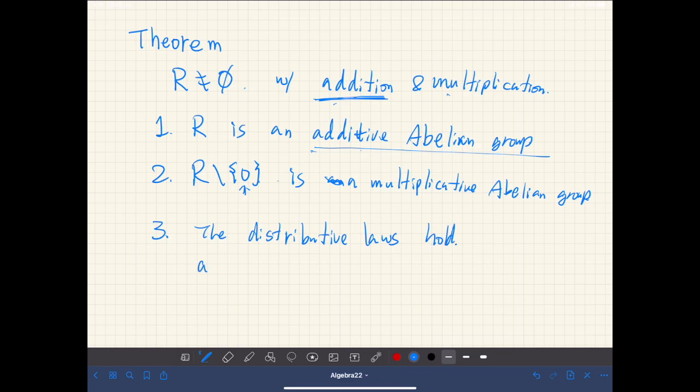So this means if A, B, C are elements of R, we have A times (B plus C) is equal to AB plus AC. And also (A plus B) times C is equal to AC plus BC. Actually, since we are assuming abelian for both additive and multiplicative groups, only one of these is required.